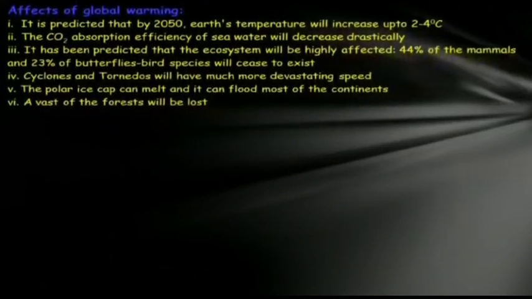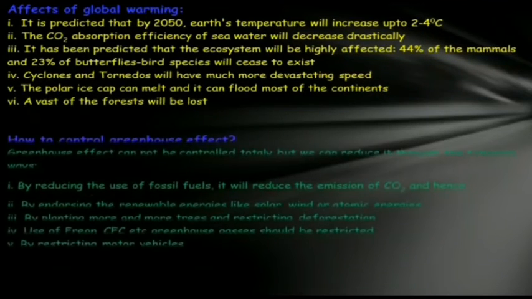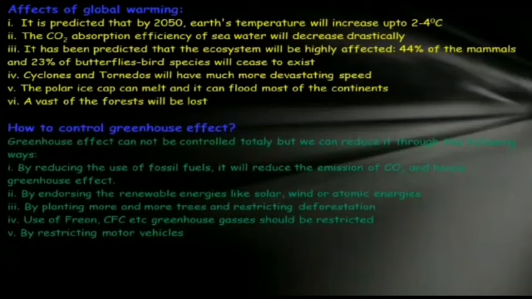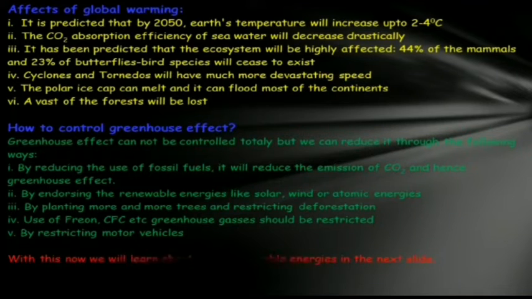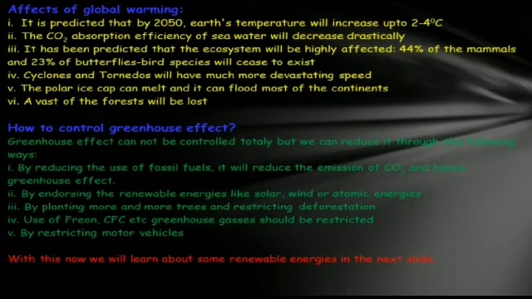Now, what can be the effects of global warming? It is predicted that by 2050 the Earth's temperature will increase by 2-4 degrees centigrade. The CO2 absorption efficiency of the seawater will decrease drastically. It has been predicted that the ecosystem will be highly affected. 44% of the mammals and 23% of the butterflies and bird species will cease to exist. Cyclones and tornadoes will have much more devastating speed. The polar ice caps can melt and it can flood most of the continents. A vast area of the forest will be lost.